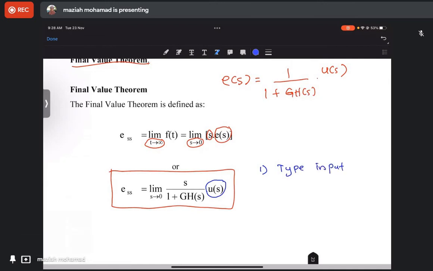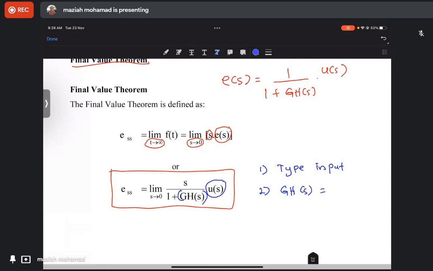Okay, the value of steady state error will depend on the type of input. Whether you apply step input, ramp input, or parabolic input, it will give you different steady state error. The second parameter is this part here.